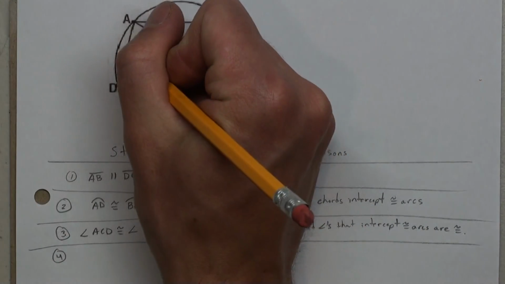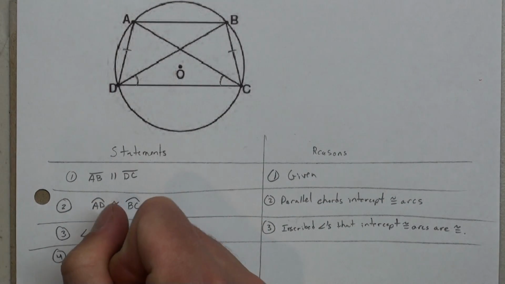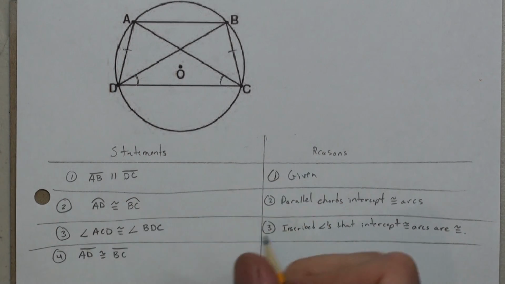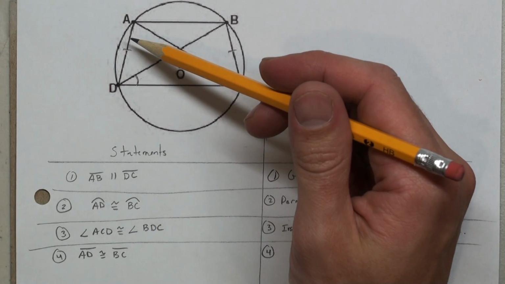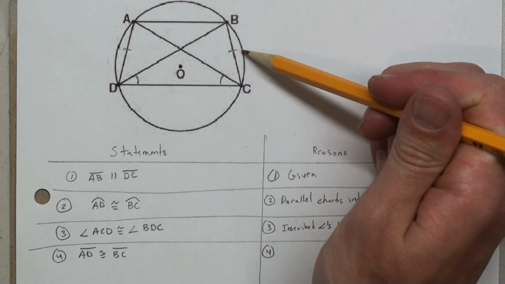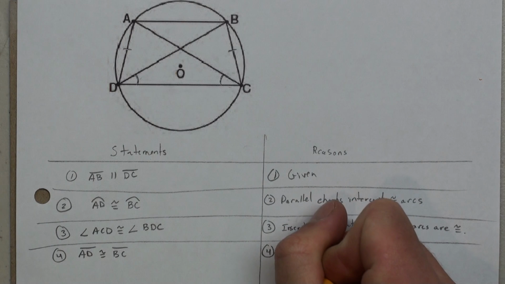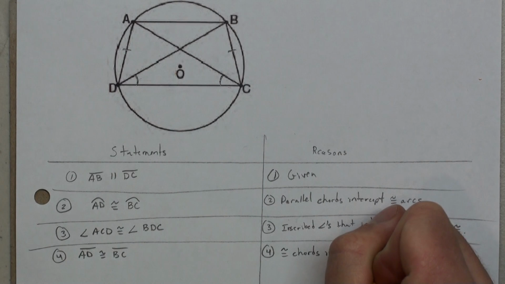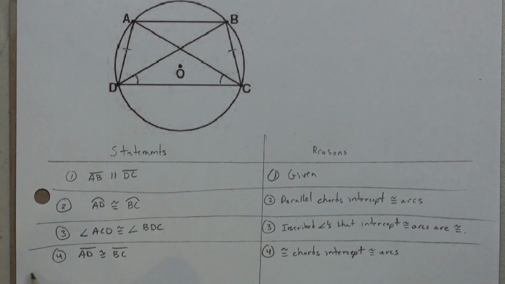Now we can also say that this chord and this chord, segment AD, is congruent to segment BC, okay, because congruent chords intercept congruent arcs. So since these two arcs are congruent, these chords must be congruent. So let's put congruent chords intercept congruent arcs.